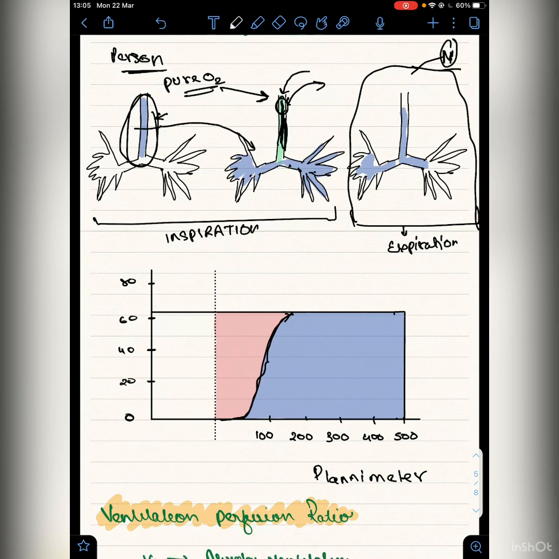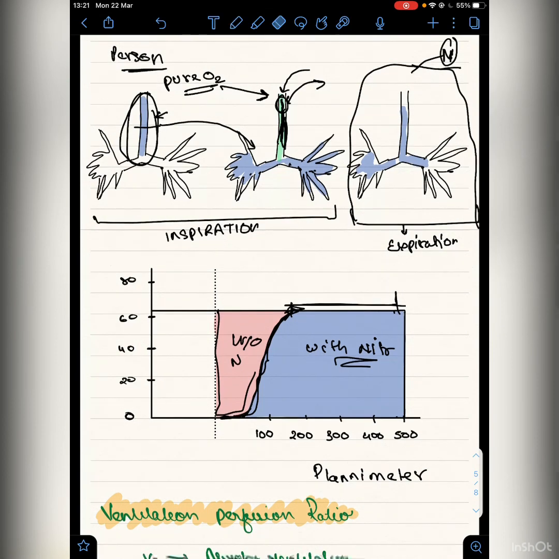And after some time there would be a rise in the concentration of nitrogen. Here you can see there is a rise in the concentration of nitrogen level. After a certain time, a plateau phase is reached. From this we can draw a graph, and it is plotted, and we can get an idea of the area without nitrogen and the area with nitrogen. This area is without nitrogen, this is with nitrogen, and we can conclude that the area without nitrogen indicates dead space.